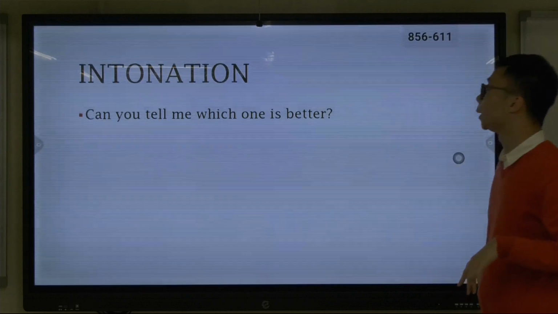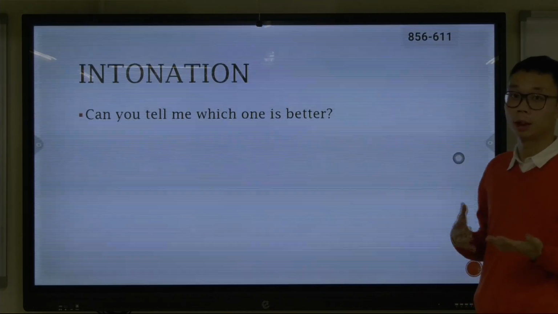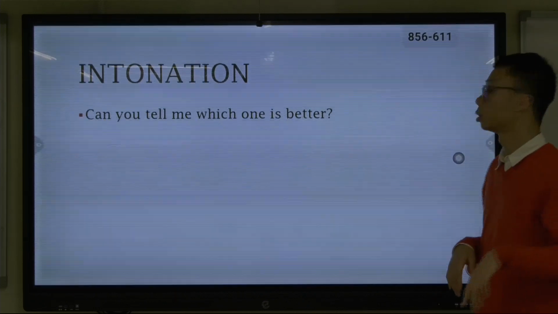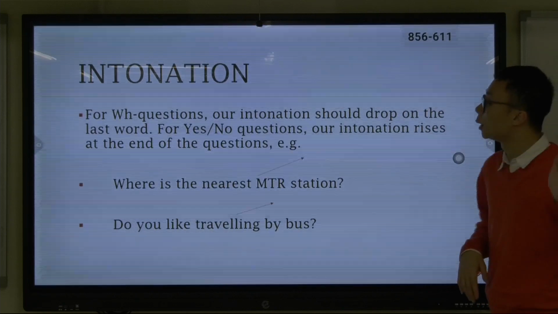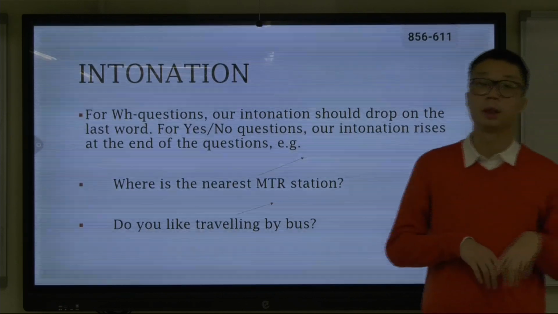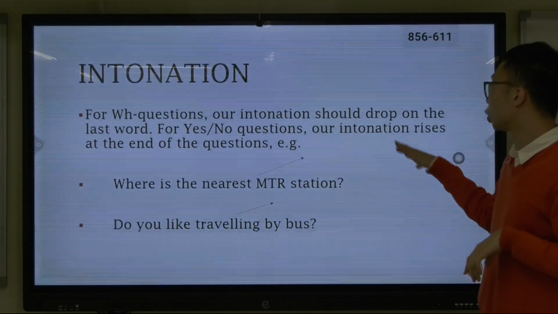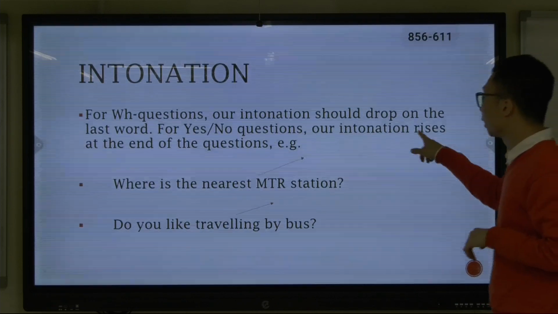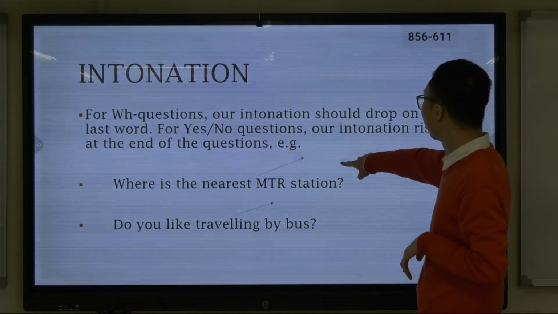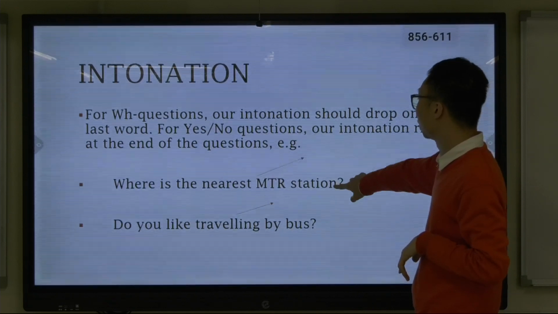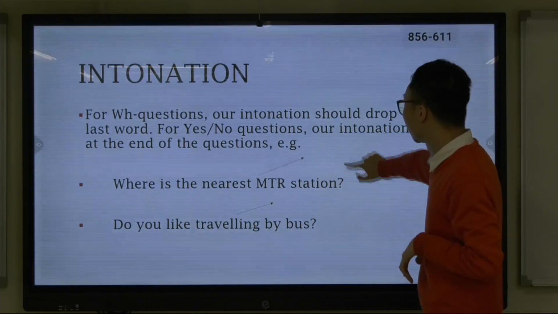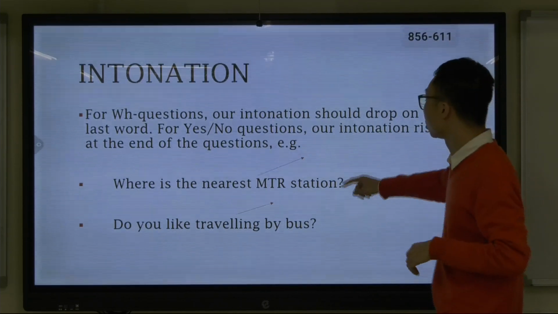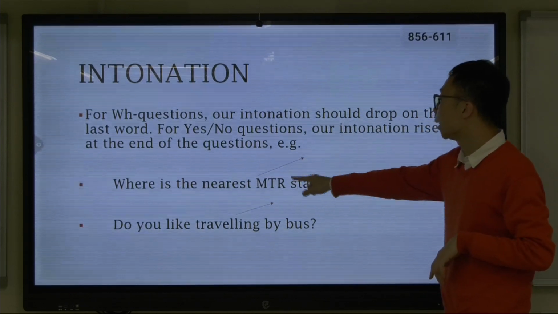All right. This explains why, if you use the wrong intonation, you may confuse your audience. Okay, here I show you the example of the question one. For a WH question, our intonation should drop on the last word. That means the intonation should drop at the last one, though the arrow here is slightly off the mark. But anyway, suppose we say, "Where is the nearest MTR station?"